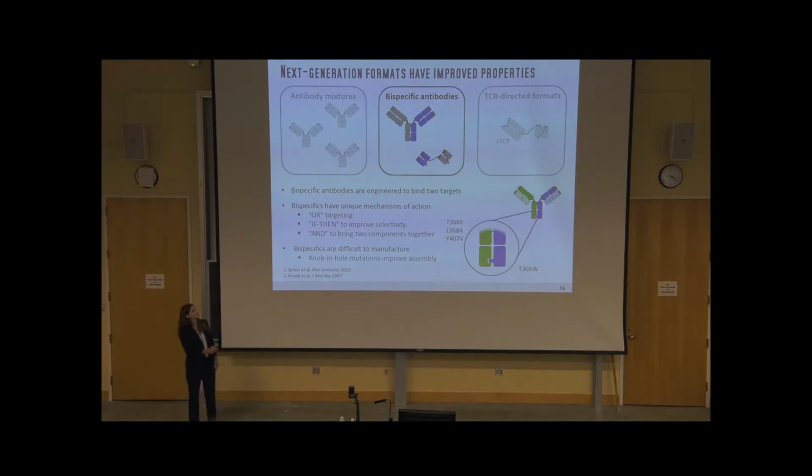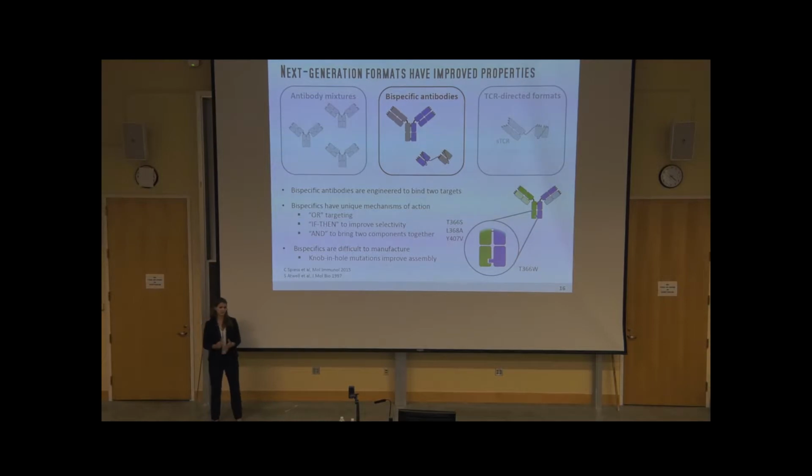They're kind of a hot topic right now. So basically, a bispecific antibody, instead of binding two copies of the same thing, now each arm binds something different. So these have kind of unique mechanisms of action, as you can imagine. One way you could use this is what I'm calling OR targeting. It could target antigen A or antigen B, it's a pretty flexible molecule. You could also say if-then type targeting.